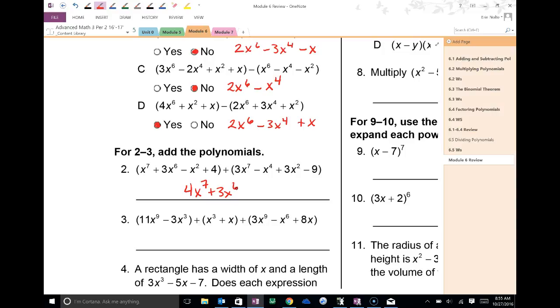X to the 4th? Negative 1 x to the 4th. X to the 3rd? None. X squared? 2. So I have negative 1 plus 3, so 2. How many x's? No x's. And what's my constant? Negative 5. Everybody get that? Okay, so be very careful.